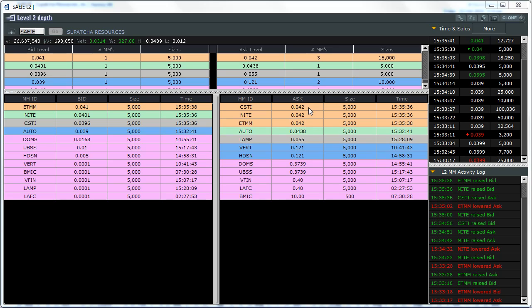Now this is resistance. There are 3 people looking to sell, or 3 market makers looking to sell a certain number of shares at this level. You need enough buyers to take out this resistance before the stock will move up. Simple supply and demand economics. The bid has also increased. So now the person who bought at 0.0395 can sell their shares at 0.042 if somebody is willing to buy them.